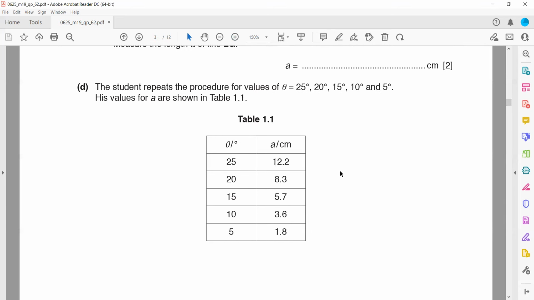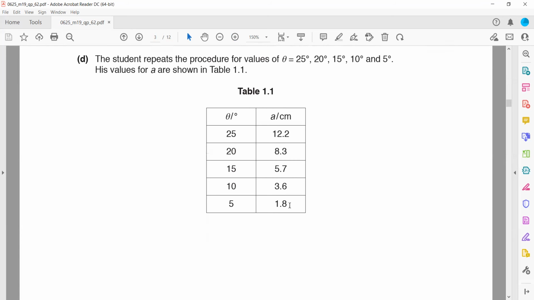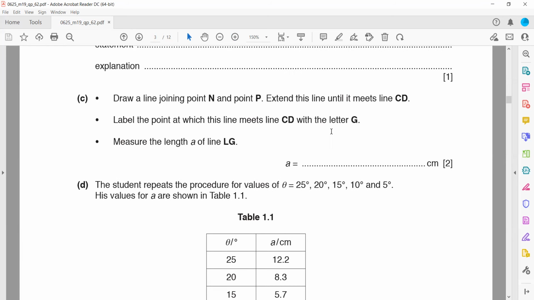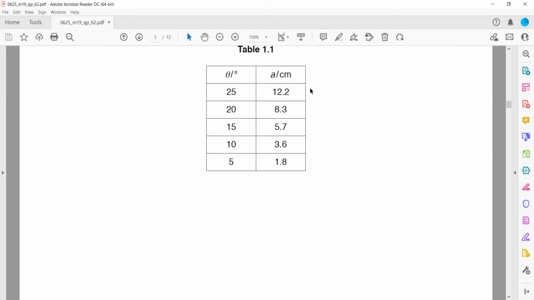Then the student repeats the procedure with values of theta 25, 20, 15, 10, and 5. These are the values, and this is the length of A, which is the distance between L and G. The value of theta starts from 25 and ends at 5. The maximum value of theta is 25 and the minimum is 5. The maximum value of A is 12.2 and the minimum value is 1.8.